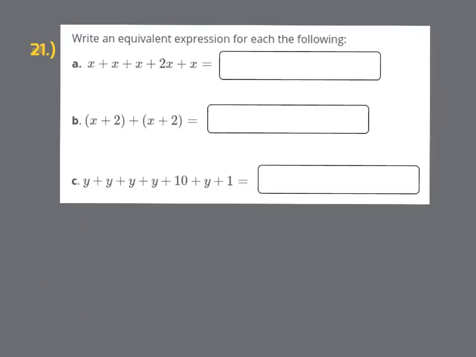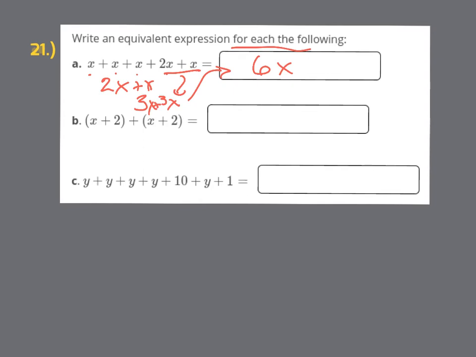Next, write an equivalent expression for each of the following. Okay, x plus x plus x plus 2x plus x. Okay, let's slow down here for a minute. X plus x, well, if I think about chair plus chair, that would be two chairs. So this is 2x plus x. That's 3x. 2x plus x, that's also 3x. 3x plus 3x, that is 6x.